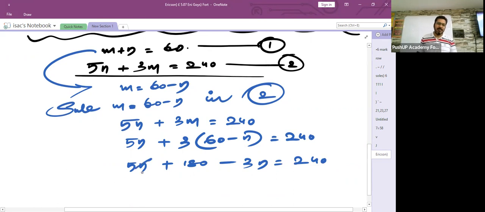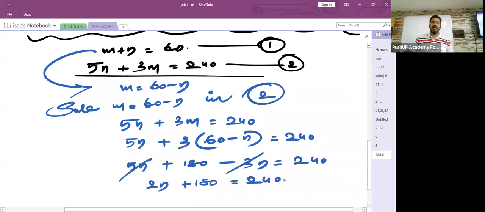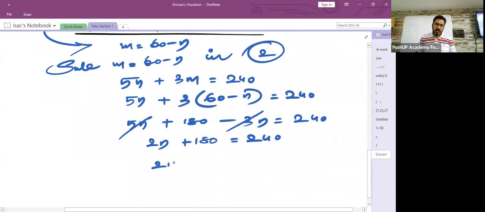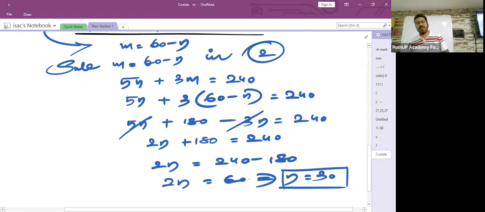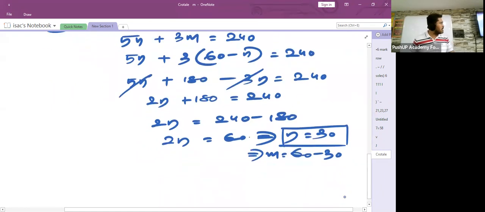Very simple, children. 5n minus 3n is what? It's 2n plus 180, which is equal to 240. Therefore, 2n is equal to 240 minus 180. 2n is equal to 60. It implies n is equal to 30. So, anyways, your answer was absolutely correct. n is equal to 30. So, obviously, m will also be what? 60 minus 30, which is again equal to 30.